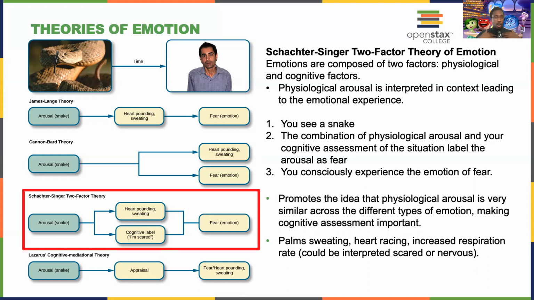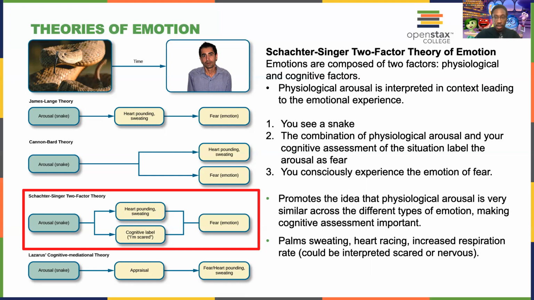And so that heart rate increase alone does not tell you what the emotion is, like is proposed in the James-Lange theory. If your palms are sweating, if your heart is racing, if you have increased respiration, that could be very many different emotional experiences. And so it's the context, your cognitive appraisal or cognitive understanding or label of the situation, that combines with the heart pounding, or with the physiological response, to allow you to experience that emotion.